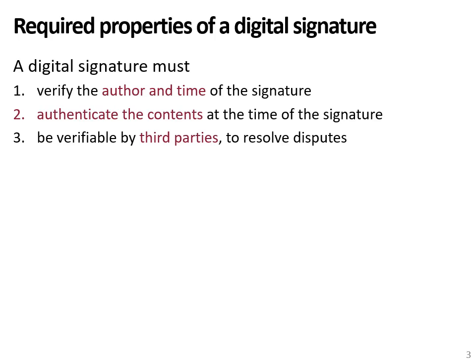Therefore, a digital signature must satisfy some properties. First, it should verify the author and time of the signature. Second, it should authenticate the contents at the time of creation of the signature. And third, it should be verifiable by third parties to resolve disputes. And this third property is very important and is not something that can be provided by message authentication codes.